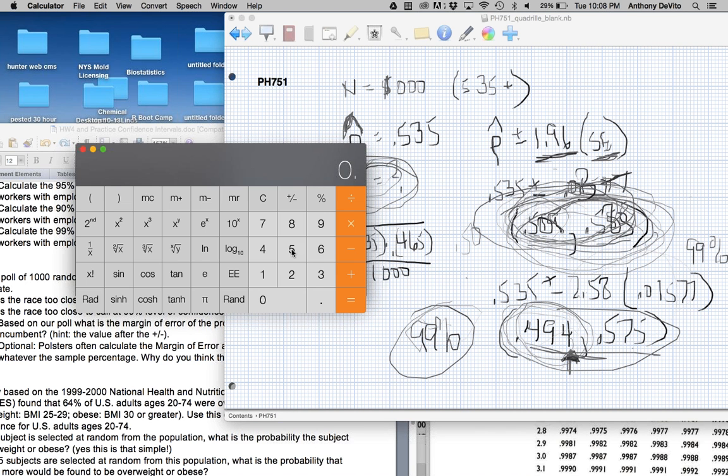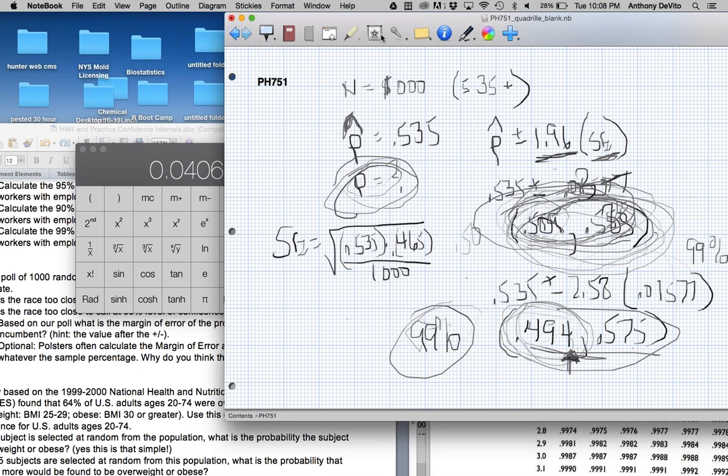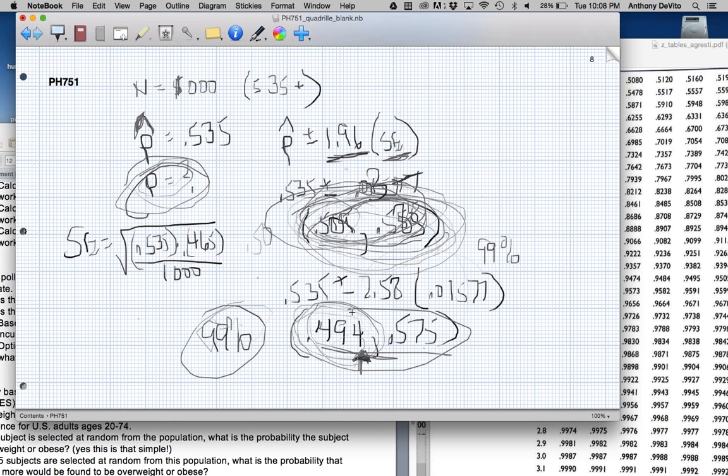Okay, I'll do it again. 0.535 times 0.465 divided by 1,000, square root, times 2.58. Okay, in this case, our margin of error is 0.4, and we did this one. This one we did correctly, right?